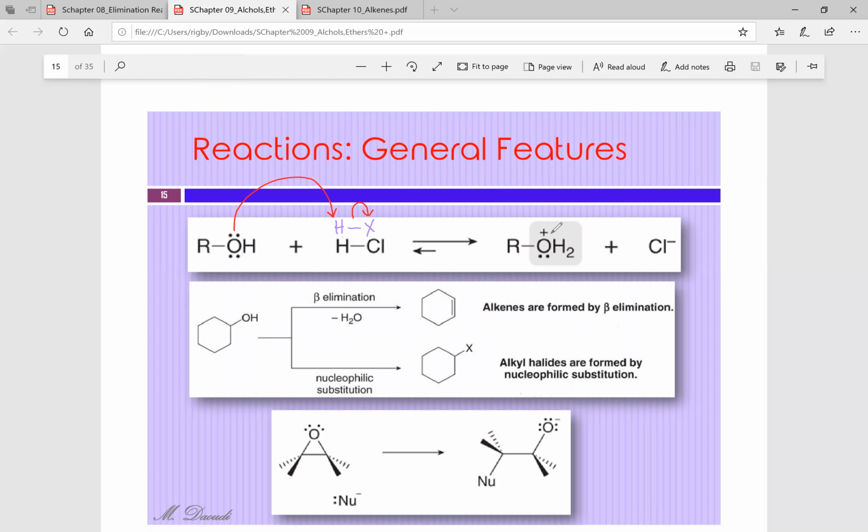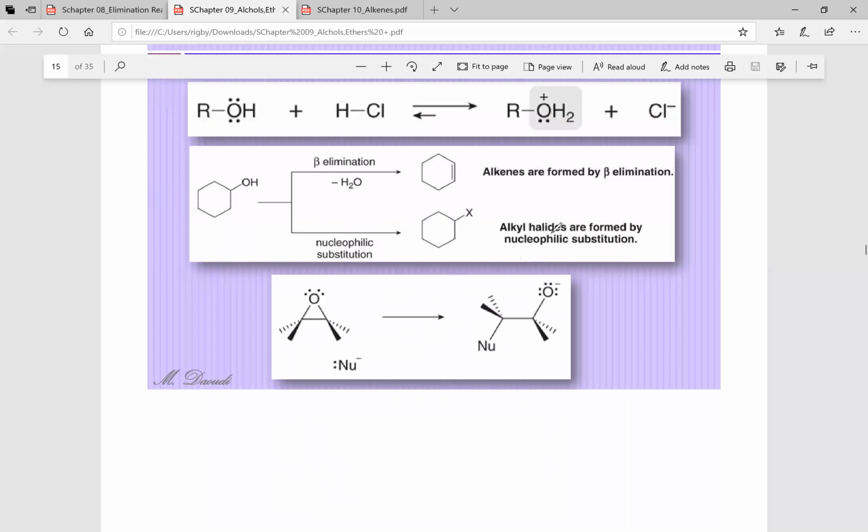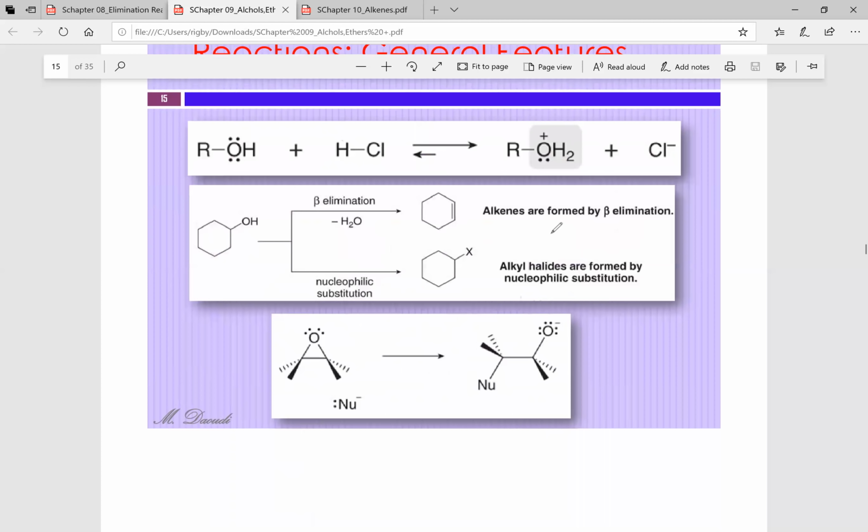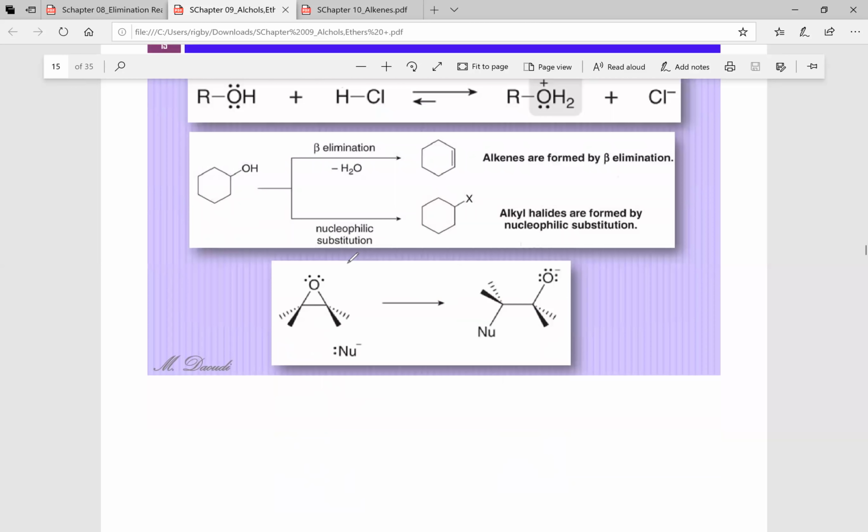Okay? We can also do beta elimination with these things. So what I just talked about was the nucleophilic substitution. We can also do beta elimination, and this is usually done by using a strong acid. Again, I'm going to talk about this more later. This is just showing you like the general overview. And so then we see here that we can also attack epoxides and do something called an epoxide ring opening, where we just open the ring.